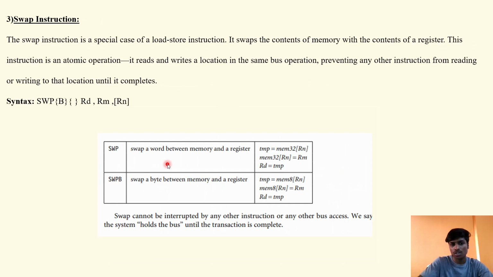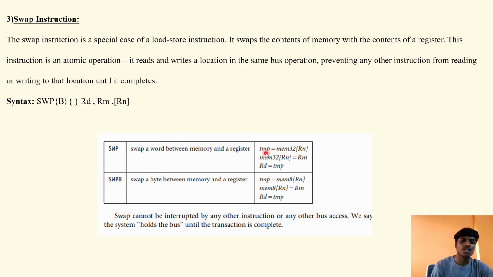The syntax of the swap instruction is SWP, which is called a swap operation, or swap between the memory and the registers. In the curly brackets, we use the branch and empty bracket to swap anything. Then RD is used to read, RM is the memory, and RN is the register used. So SWP is used to swap a word between memory and a register.